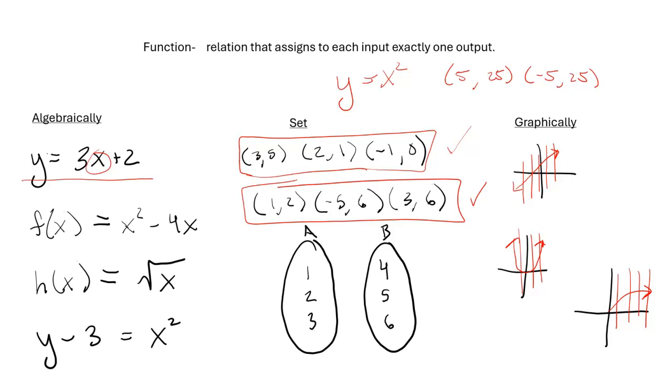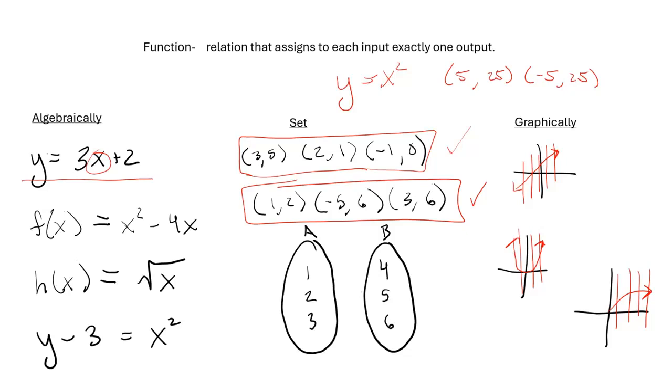Now, if I have a mapping visually, this could obviously be a function. Each input has a different output. Now, it could also be a function if this is going here, whatever. Still, I still have each input having an output.